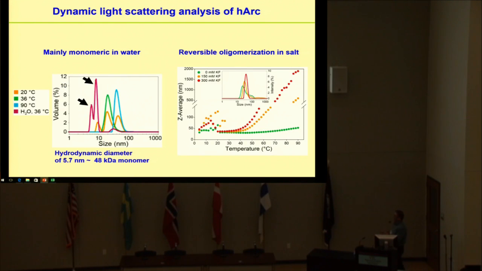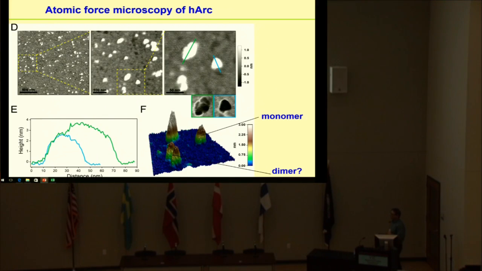This shows some results from the dynamic light scattering. And here you can see the monomer, and this may be either an elongated monomer or a dimer. We're not exactly sure of the oligomeric state of ARC yet. Atomic force microscopy was very nice visually to be able to see this, the ARC as a monomer and then possibly as a dimer. So looking at the surface of the ARC protein.